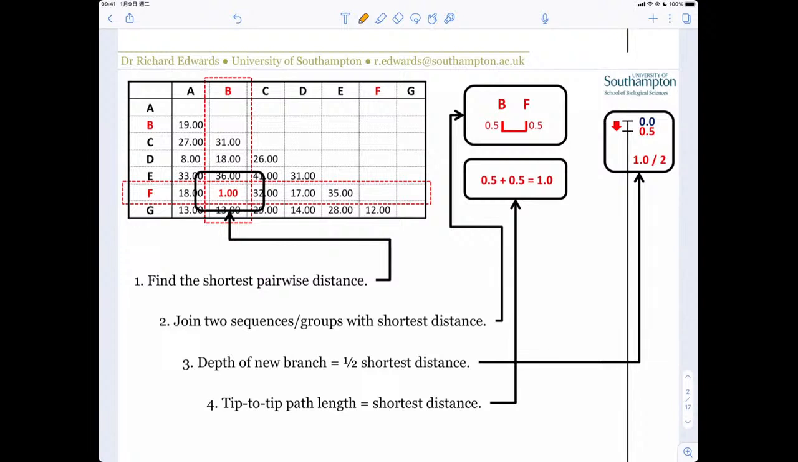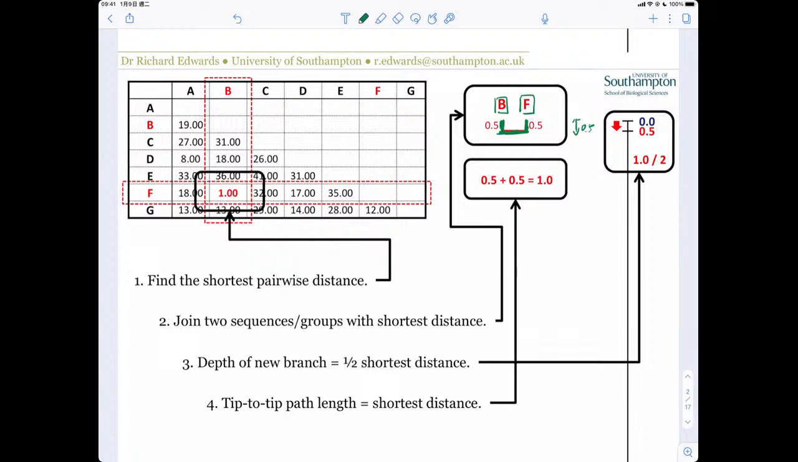So what does UPGMA do? Then you simply use the green color. You simply write B and F right here, and because they are close enough, they cluster in the first run. You write 0.5 and you connect B and F right here. So the height right here is 0.5. That is the first step because they are the closest pair.